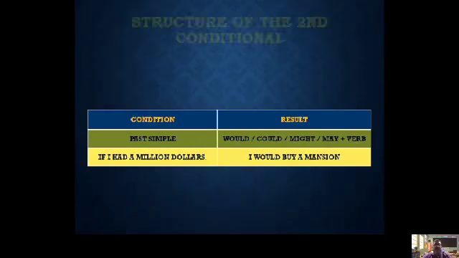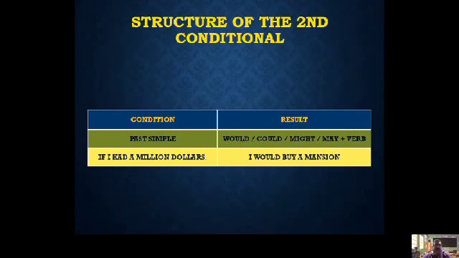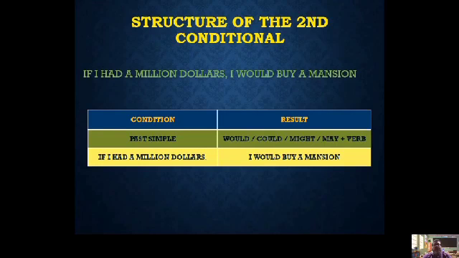Okay, what is the structure of the second conditional? It is like this. So let's go over this example. If I had $1 million, I would buy a mansion. So in a second conditional sentence, we have 2 different ideas. One idea is a condition and the other one is a result. The condition is always in the past simple. Look at this. If I had $1 million, the result comes with would or could or might or may plus a verb in the base form. I would buy a mansion.